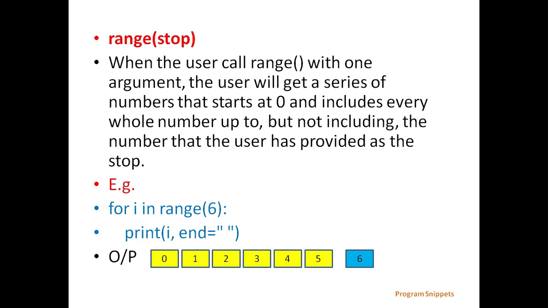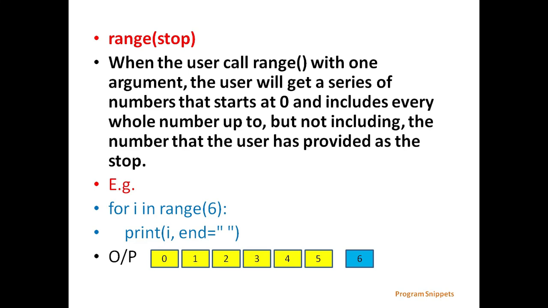We can call the range function with these three parameters. First we'll see range with the stop parameter. When the user calls the range function with one argument, the user will get a series of numbers that starts at 0 and includes every whole number up to the number specified at stop, but that number is not included. For example, if we give for i in range(6) and print i, it will print numbers from 0 to 5, and here 6 is not included.